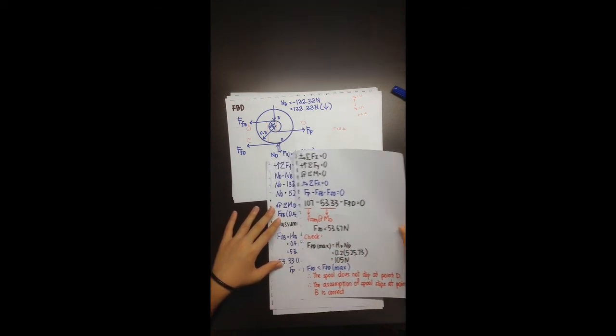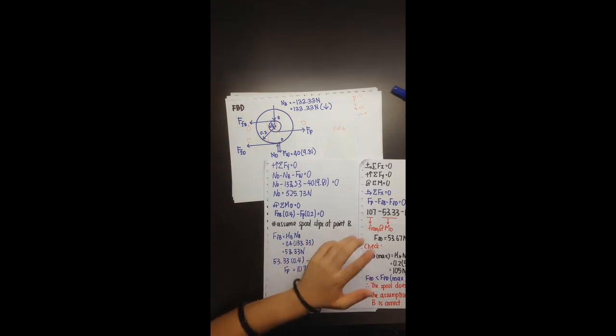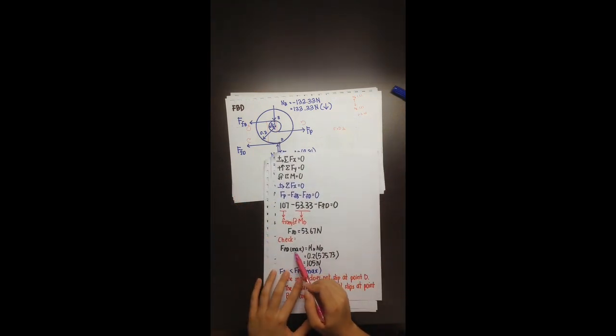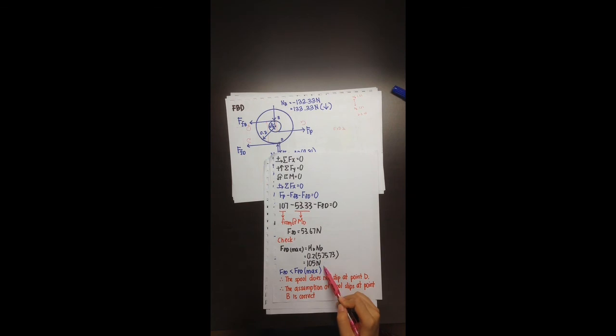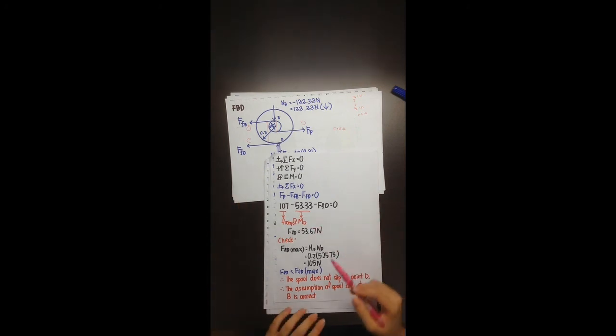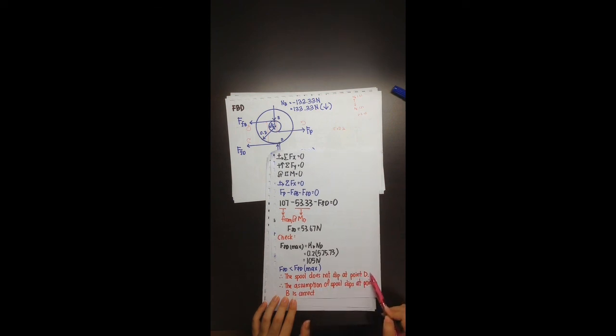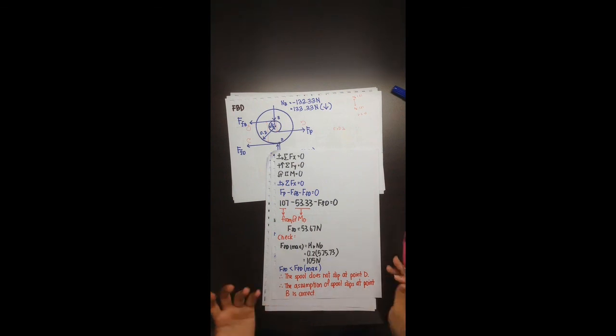So to check whether this assumption that slipping occurs at point B is correct, we have to find the maximum frictional force at point D. It is mu D times ND, we get 105, and actually the maximum value is larger than the frictional force at point D. So we can get the conclusion that the spool does not slip at point D. The assumption of spool slip at point B is correct. Thank you.